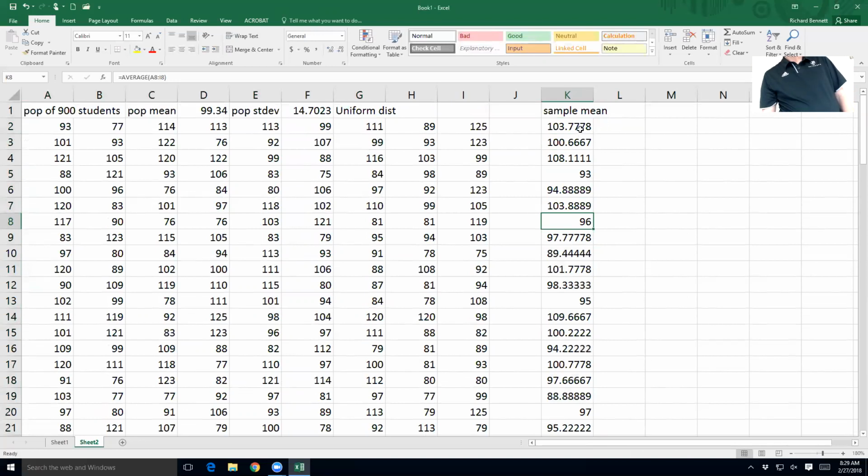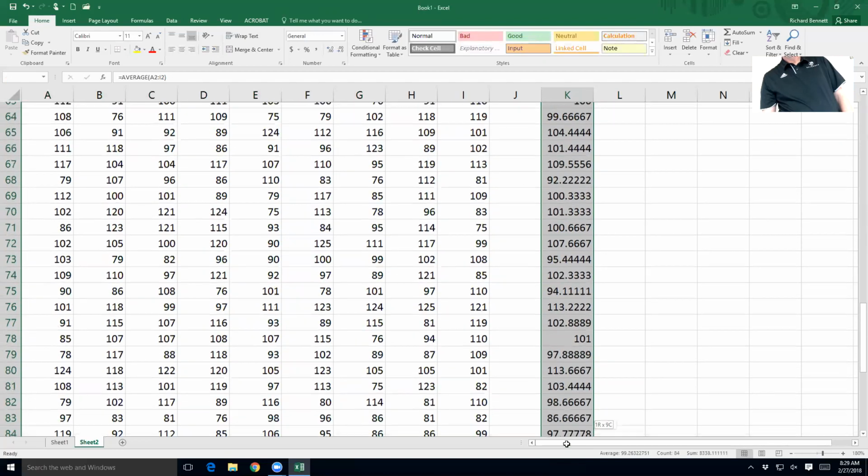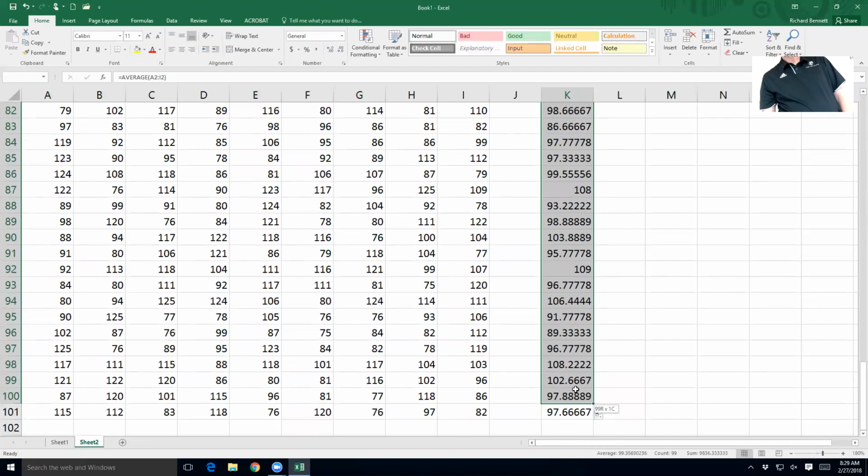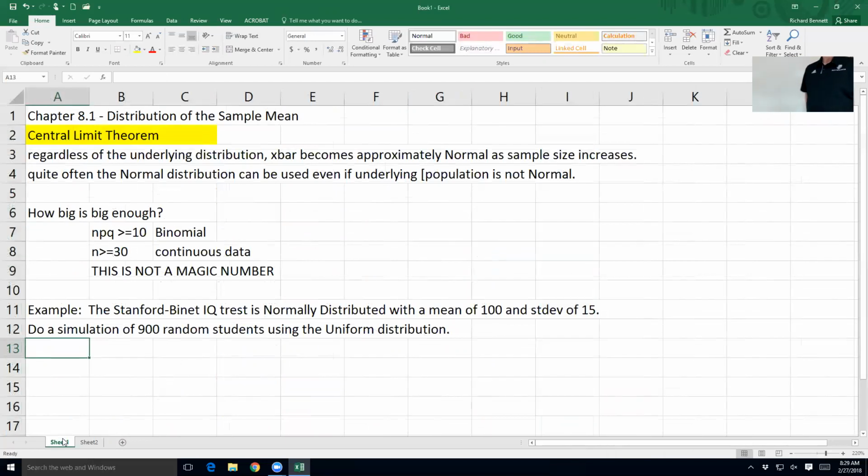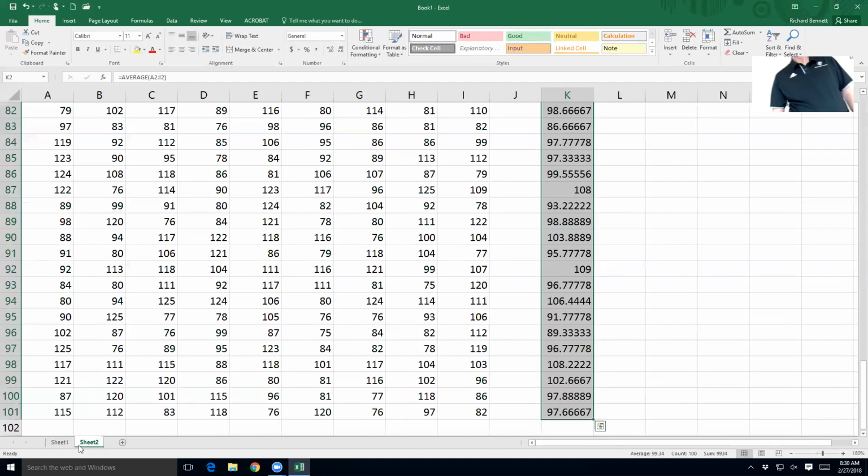Now, according to the central limit theorem, this is what I want to emphasize. If I did a histogram of the sample means, what should it look like? Let's review what the central limit theorem tells us. Central limit theorem says regardless of the underlying distribution, which in this case is a uniform distribution, these are just a bunch of random numbers, X bar, that column I just highlighted, becomes approximately normal as the sample size increases. So I'm going to ask that question again. When I make a histogram out of this, what should it look like? It should look normal. Do you think it's going to look normal? You believe it? We're going to find out.